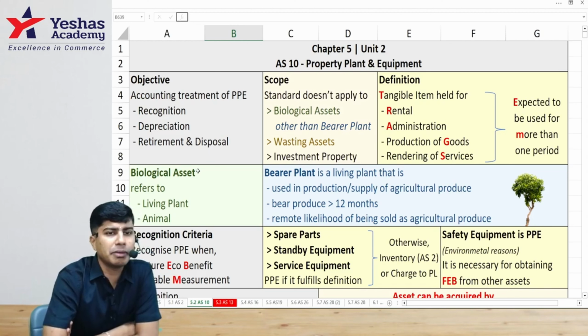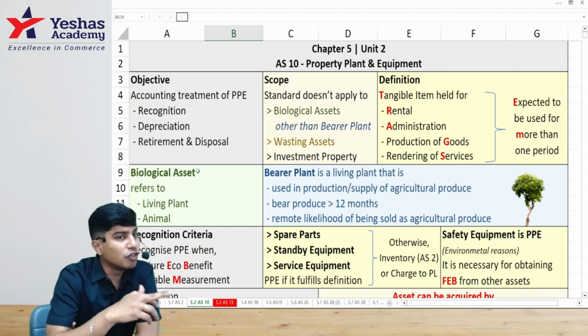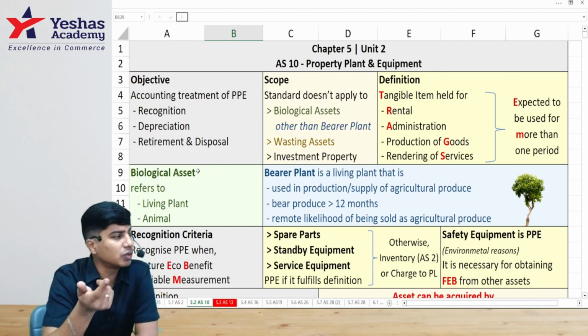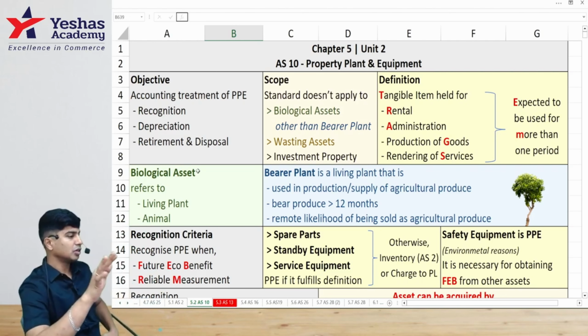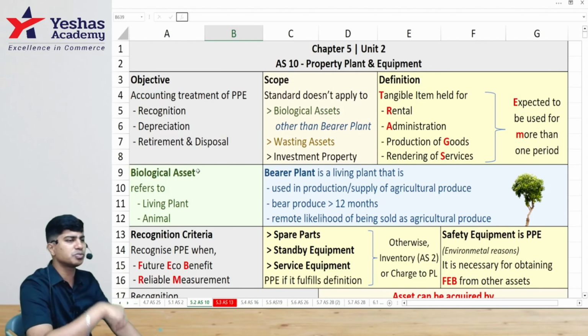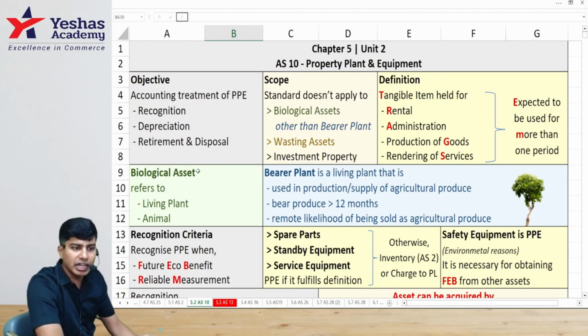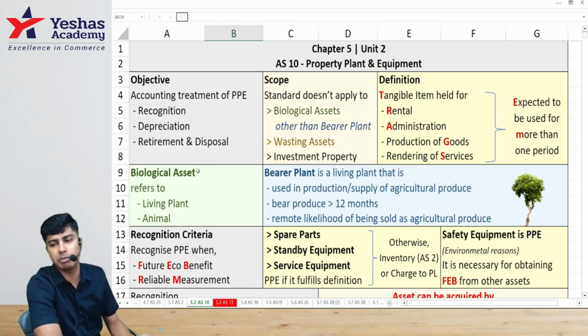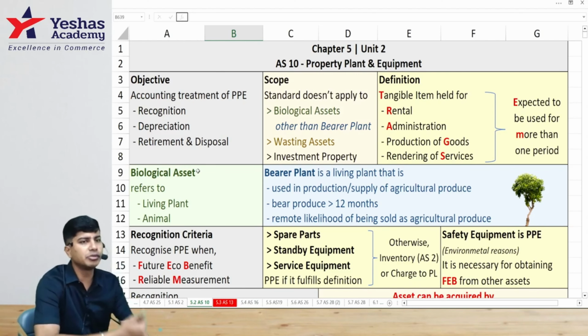Now, what do you mean by bearer plants? Bearer plants are living plants which give us agricultural produce for a period of more than one accounting year, and they themselves will never be used as agricultural produce, or the possibility of them being used as agricultural produce is rare. Those are called bearer plants, and bearer plants are covered under Accounting Standard 10. Did you discuss the same? Yes. Then we came to the definition.